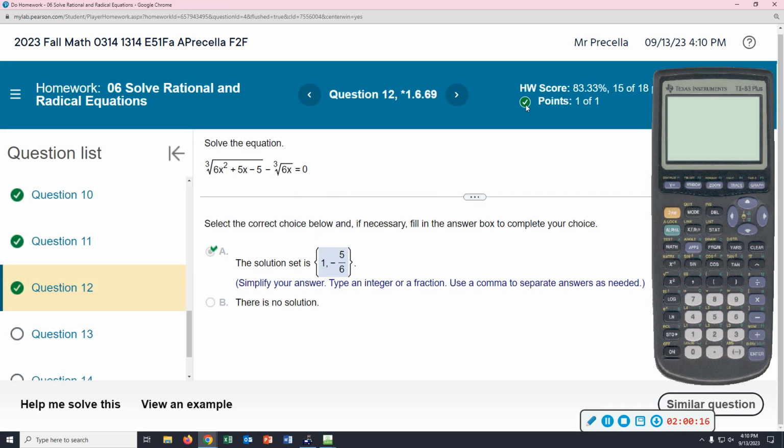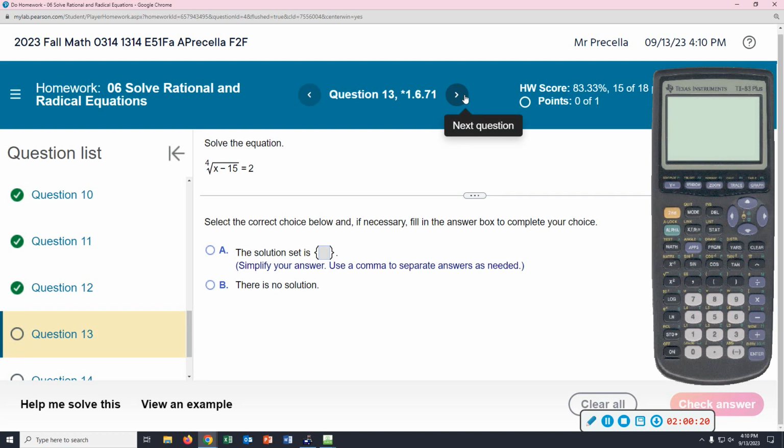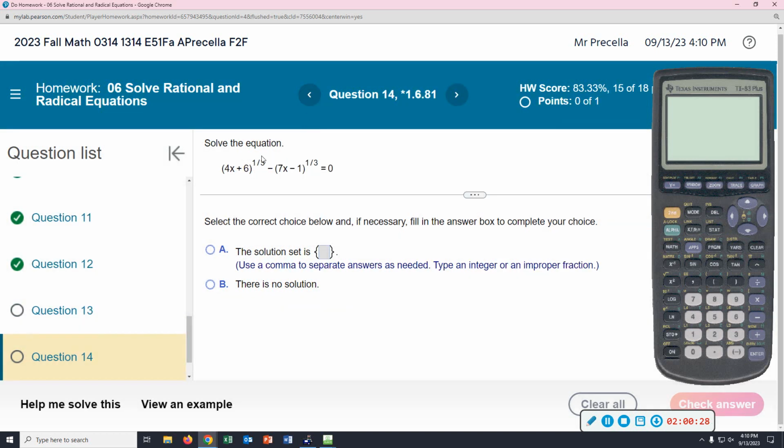And I think 13 is like that one, only a little. Should we do 13? What's 14? 14 is like that one we just did. Let's do 14 first.